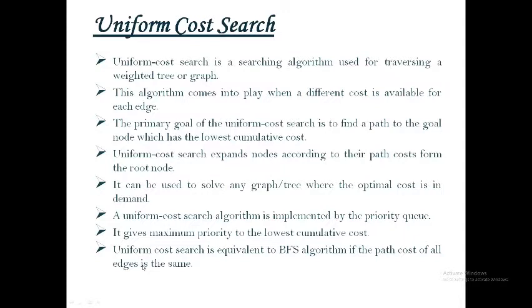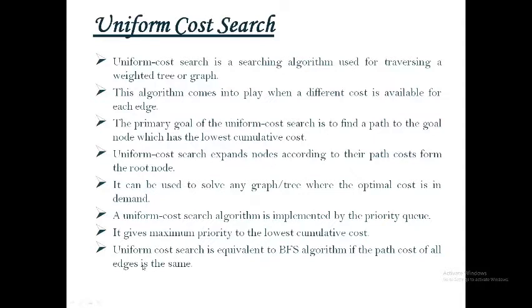Here it is given that uniform cost search is a searching algorithm used for traversing a weighted tree or graph, meaning it will traverse either your tree or graph. The algorithm comes into play when a different cost is available for each edge. Edges mean your lines, which are given. So the edges will have different costs, but your nodes' cost will be the same.